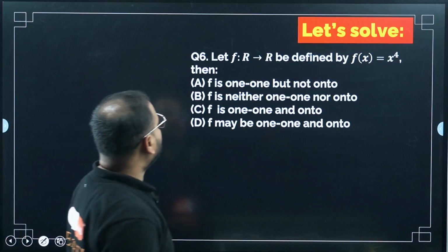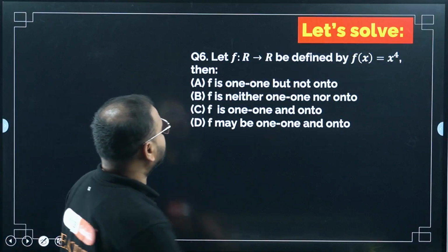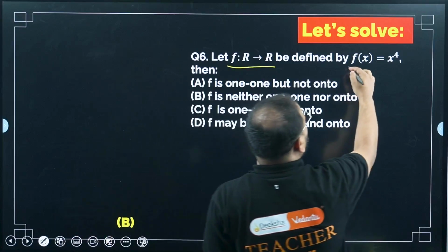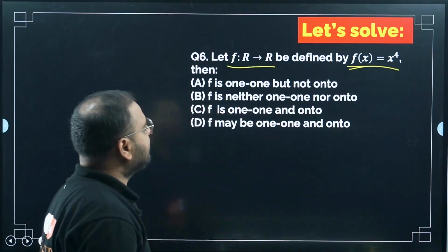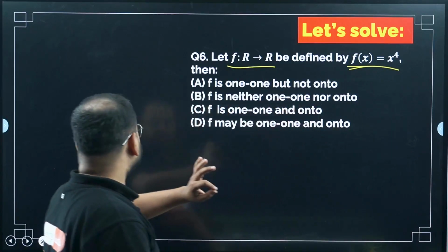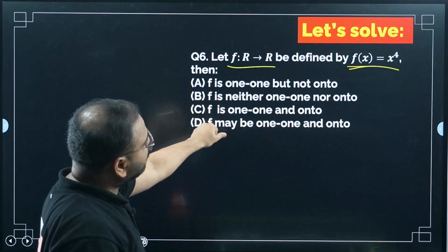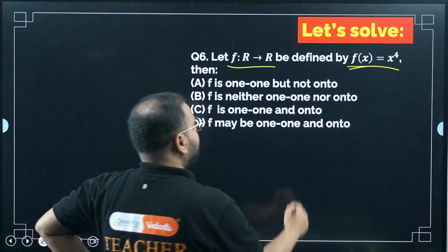Okay. Question number 6. f from R to R is defined as this. This is a simple question, right? Because only positive values will come. So what would the answer be? We have to check one-one and onto. Can we check one-one and onto? Let's check one-one first.